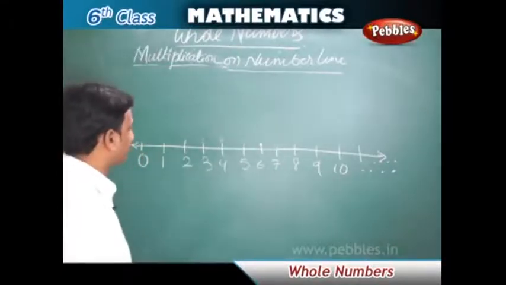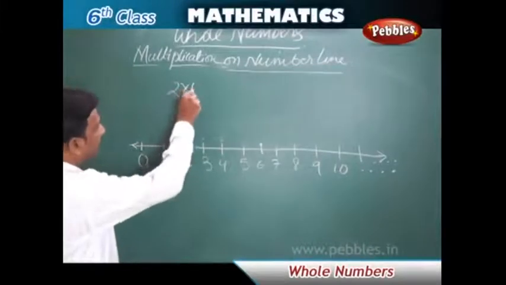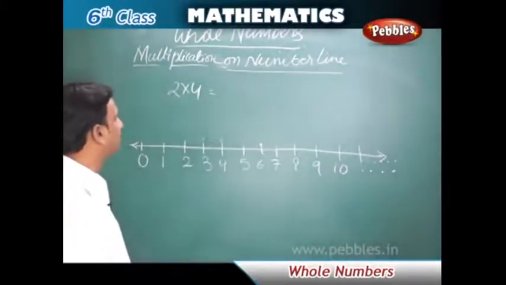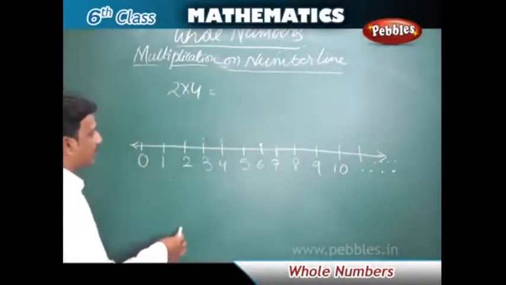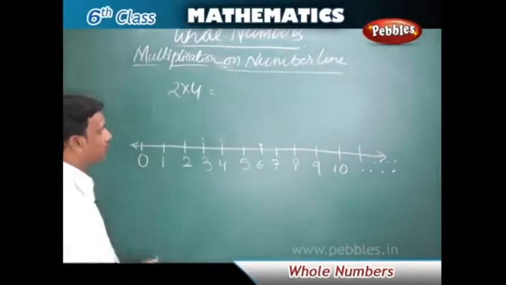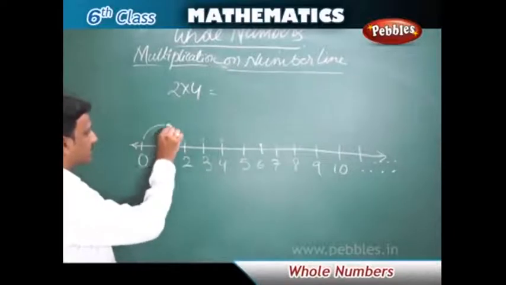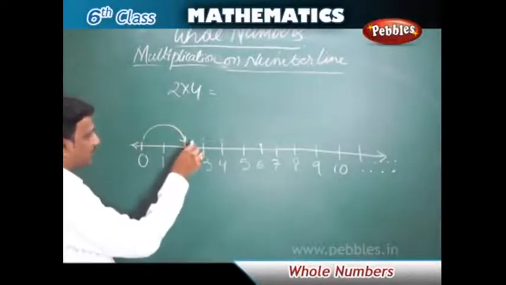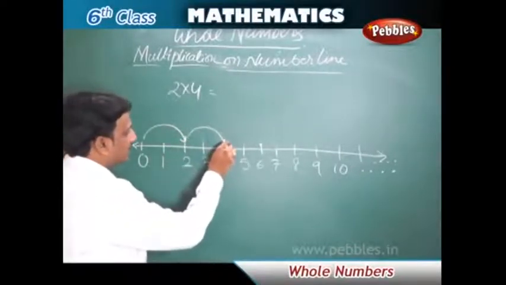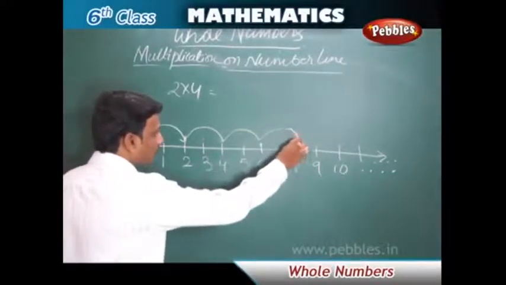Multiplication on number line. Say for example, 2 into 4. So how to do this multiplication of whole numbers on a number line? 2 into 4 means 2 positions, 4 times. These 2 positions to the right side. How many times? 4 times.